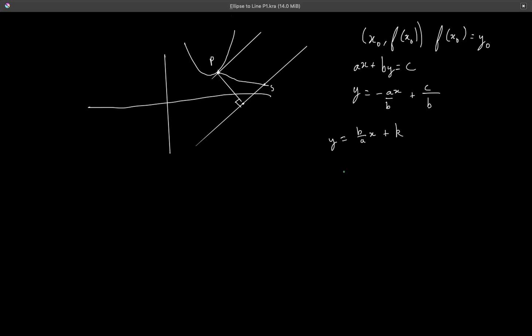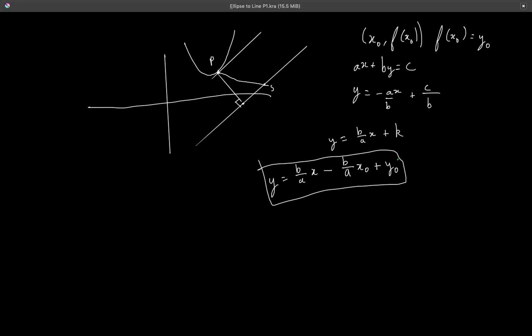If we do that, plugging in this coordinate, solving for k, and then rewriting it, we get this equation right here: y equals b over a x minus b over a x0 plus y0. So this right here is the equation of the line that is perpendicular to the given line and also passes through point P. That's this right here.